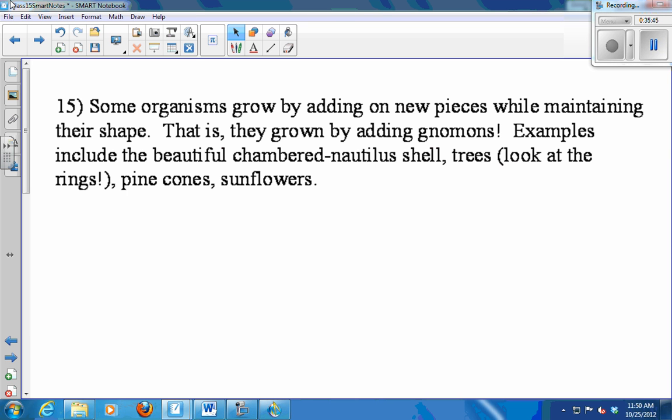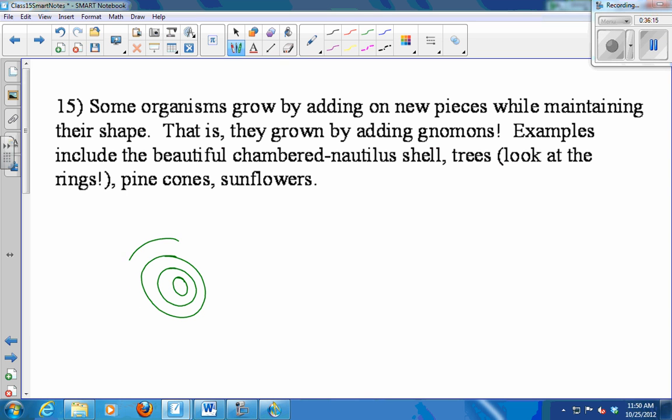Okay. So if you grow by adding new pieces onto yourself and keeping all the old parts too, and you maintain your shape while you do it, then the new pieces that you add on have to be gnomons to your original shape. Does that make sense? Okay. So examples would be a nautilus shell or a tree, right? Because a tree adds gnomons, because the gnomon to a circle is a ring. So trees add rings to maintain their shape, and those are gnomons. But also the nautilus shell, pine cones, and sunflowers do this also. And that's why in pine cones and sunflowers you see spirals.